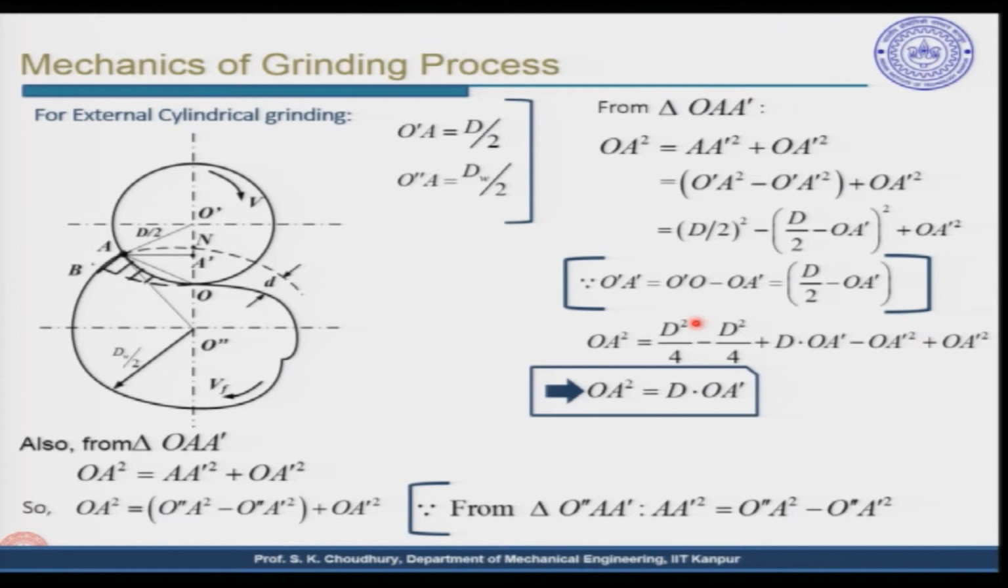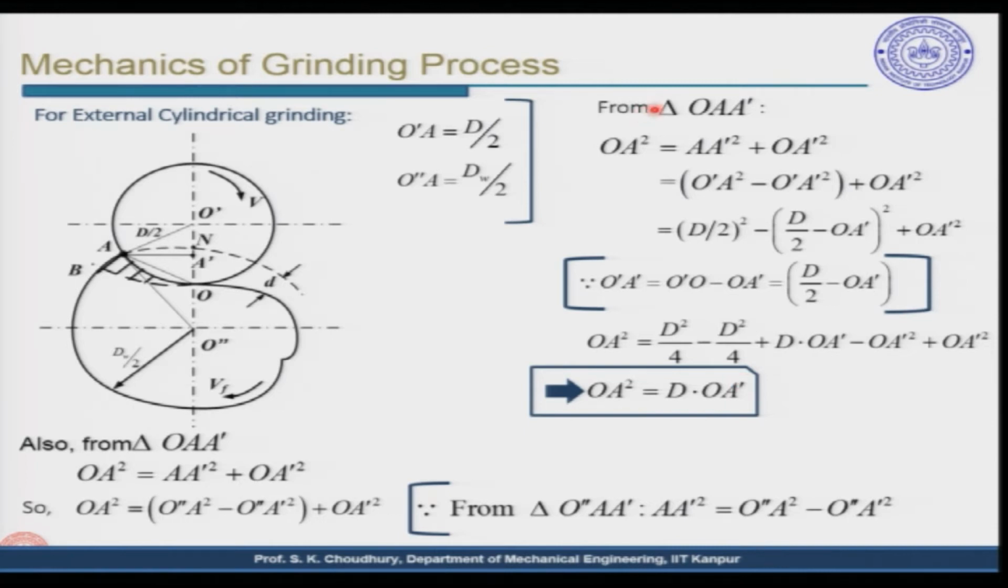So, here d square by 4 and minus d square by 4 are getting cancelled, and OA prime square, OA prime square is getting cancelled. So, what we are getting is that OA square is equal to the diameter of the grinding wheel into OA prime. So, we will keep it this way for the time being.